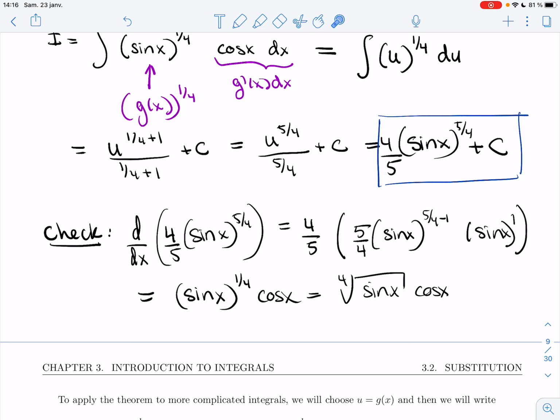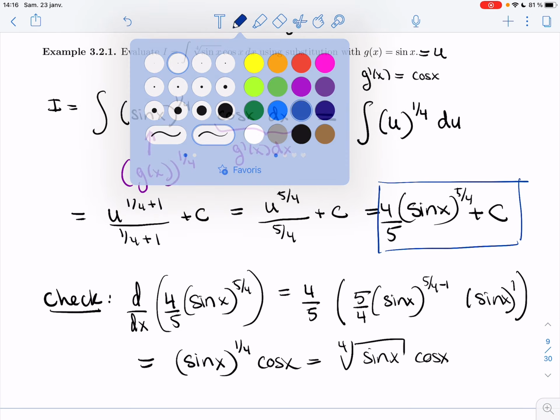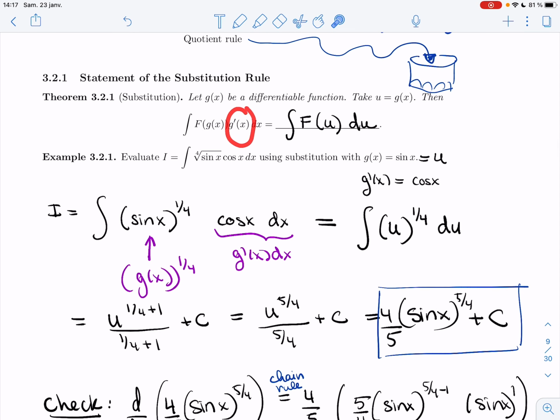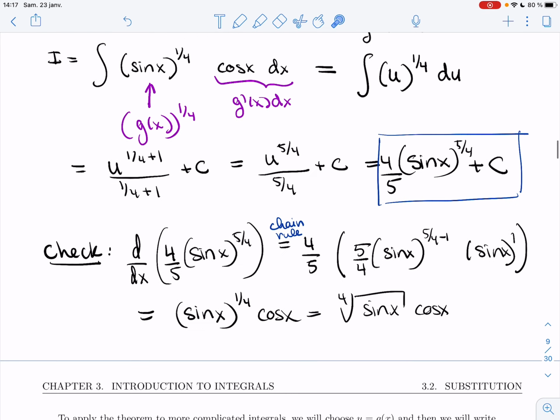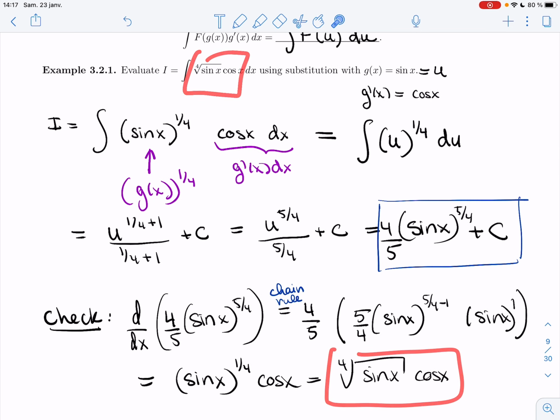All right, so every time you use substitution like we did here, to differentiate the result, you would need to use the chain rule. And then the chain rule is going to give you that extra term. That's going to give you the g prime that you have here, and that's why it's part of the du. The chain rule will take care of it. Okay, but we do get exactly the function that we were trying to integrate, and so that's perfect.